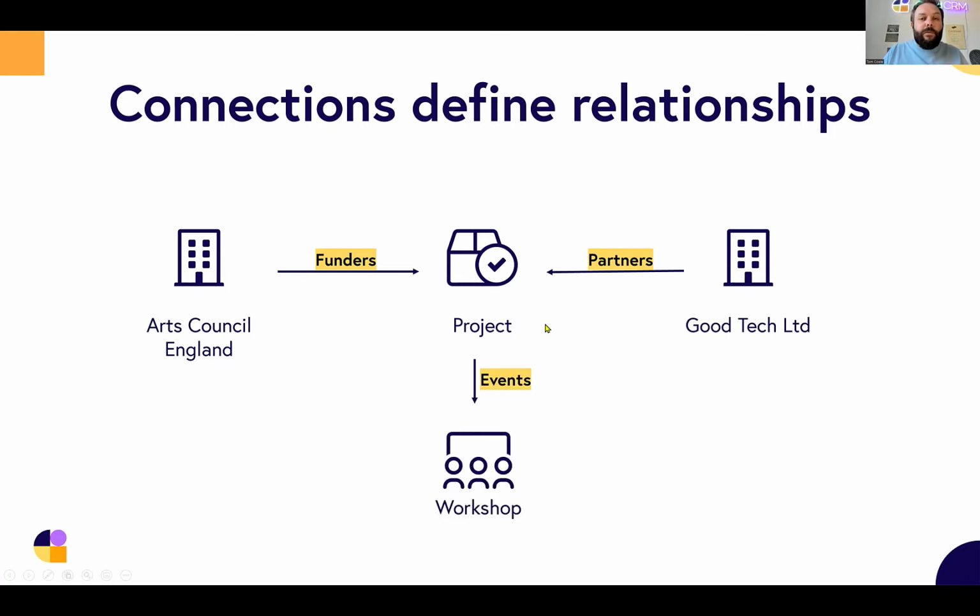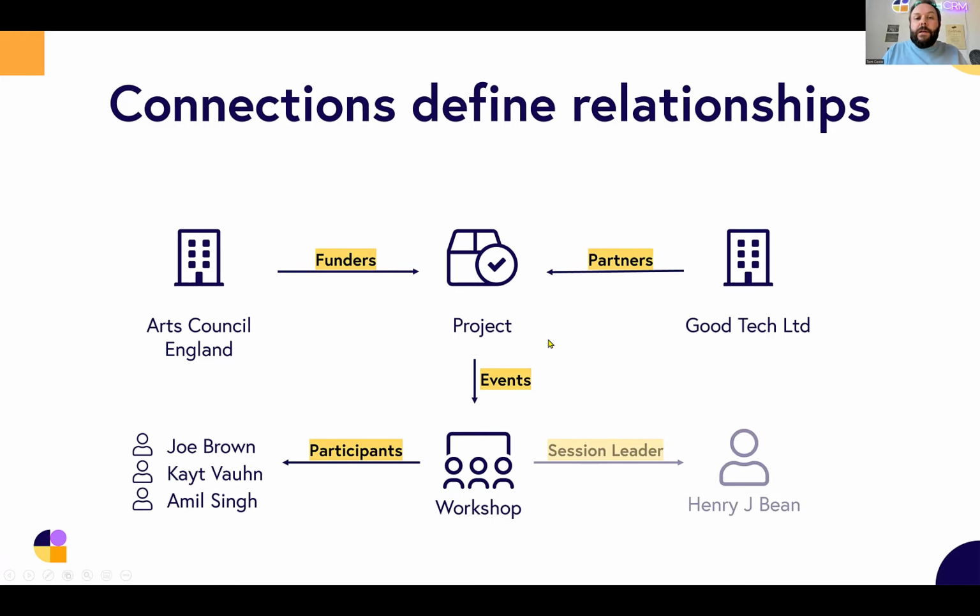A project maybe has some events, some workshops. Those workshops maybe have some participants and a session leader. And so connections allow us to join all these things together. That means that not only can I find out who's leading tomorrow's session, but also I can get the demographic breakdown of all of the participants who've participated in the last year in projects that were funded by the Arts Council, because we've got all of this connectivity. We can do that through our segments. So that's just a little bit of background to record forms and connections, which we're going to be looking at today.